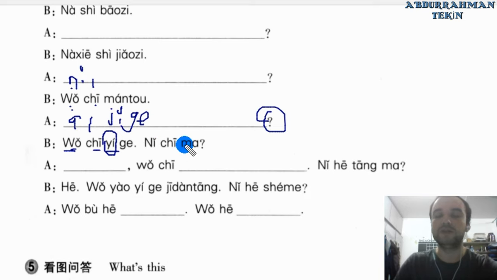我吃一个. 你吃吗? Yes, no question. Do you eat? Here, do we have some answer? 我吃, I eat. So here A said 我吃, I eat. Here said, I don't eat, right? Probably it's about 馒头. 你吃几个馒头? 我吃一个. 你吃吗? 不吃. Means 我不吃馒头. I don't eat 馒头. So here should be 不吃.